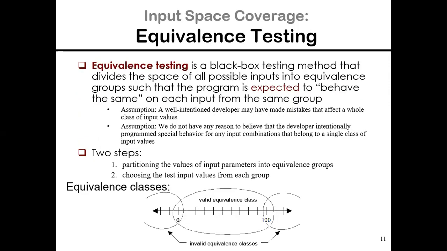It's a black box method that divides the space of all possible inputs into equivalence groups, such that the program is supposed to behave the same on each input from the same group. So partition the values of input parameters and all of that.